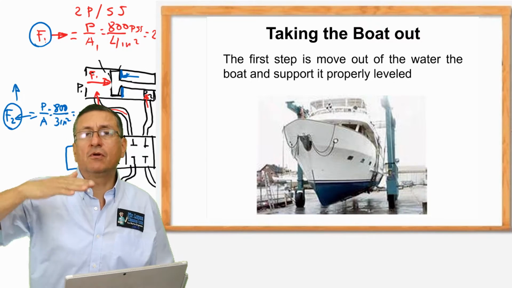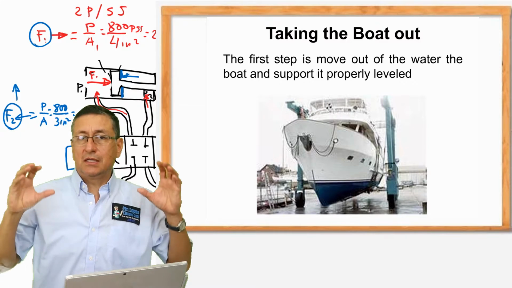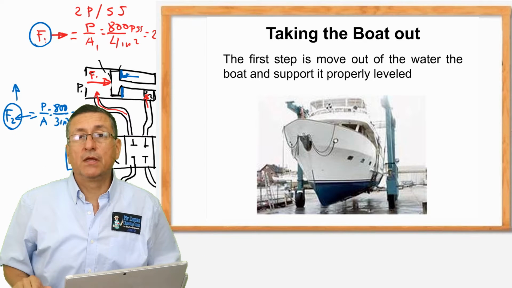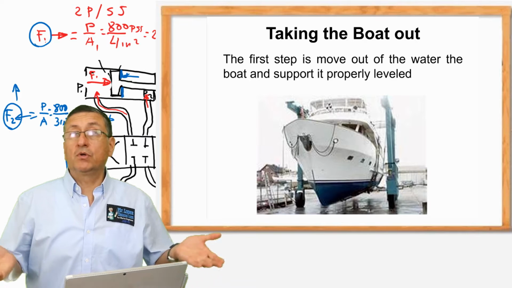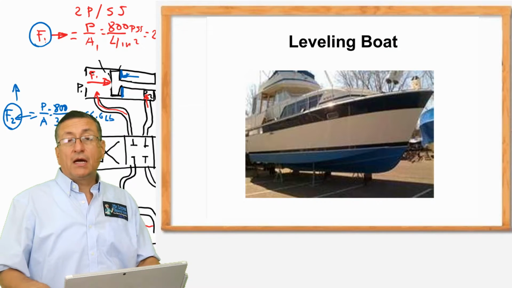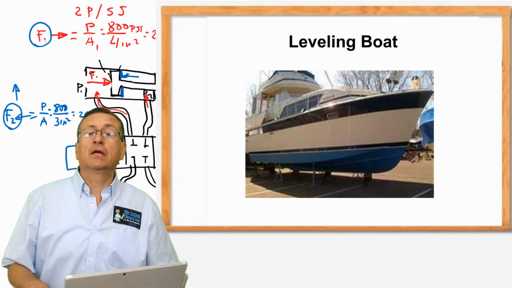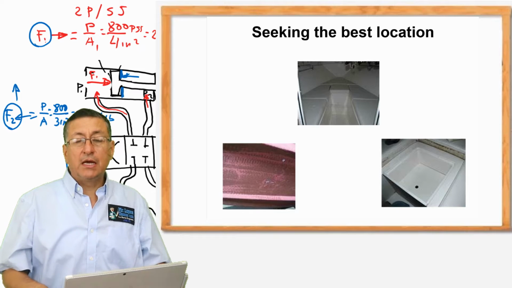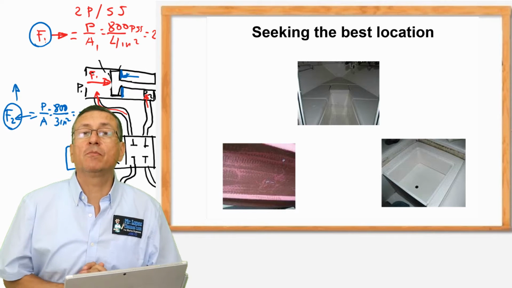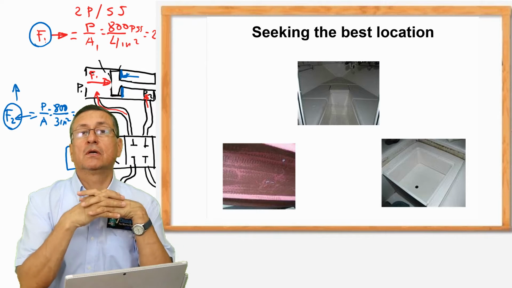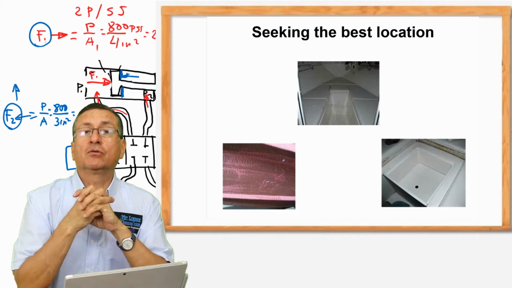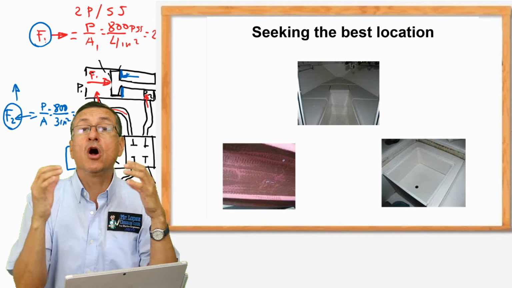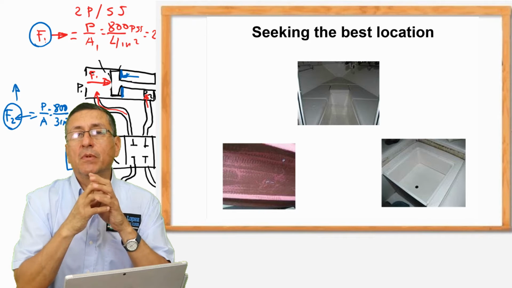In that case, the boat is level, and it's supposed that those tunnels are below the waterline, minimum 1 foot. All right. The first step is to put the boat out of the water, put the boat on the stands, and level it. That's the second step. And check inside the boat, especially in the front of the boat, where the bow thruster should be located, and where the tunnel should be located, because we are going to make the hole in order to install the bow thruster.